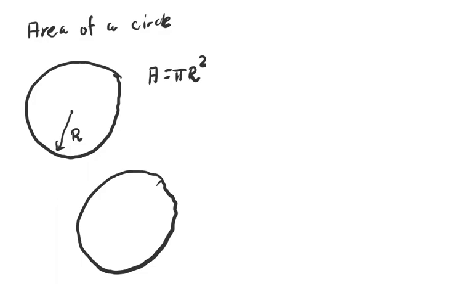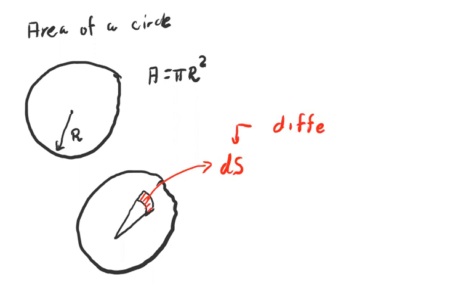So what I'm going to do is essentially construct something which I'll put in red. And this will be a differential surface element. So it's a differential surface element in plane polar coordinates. And I want to know, what is this guy?